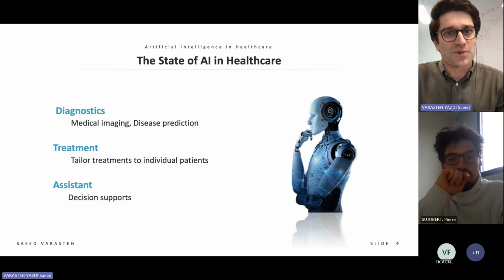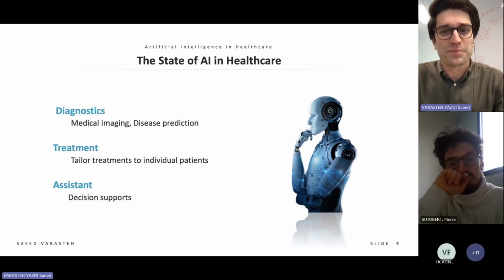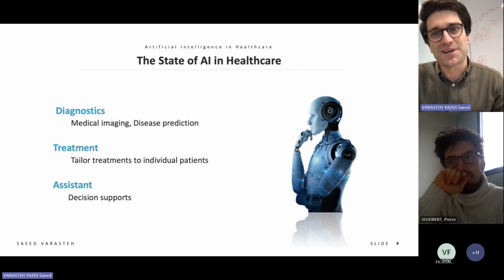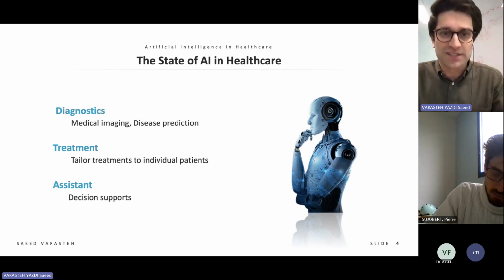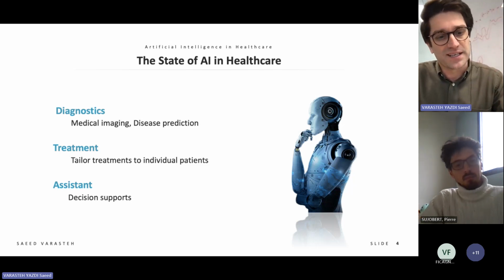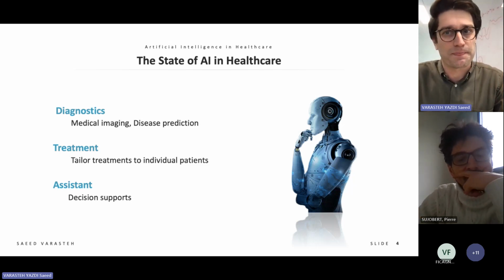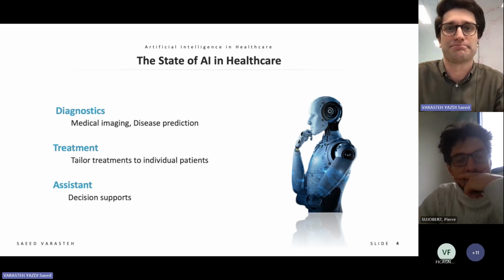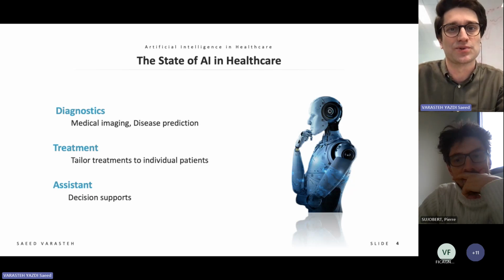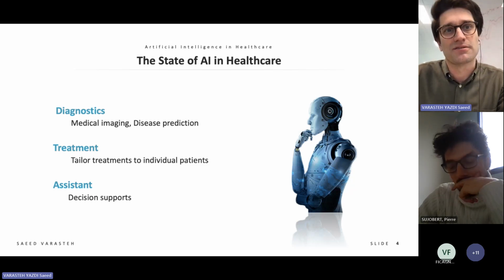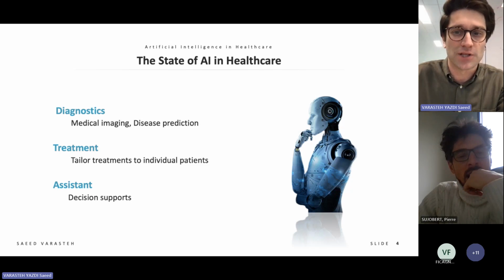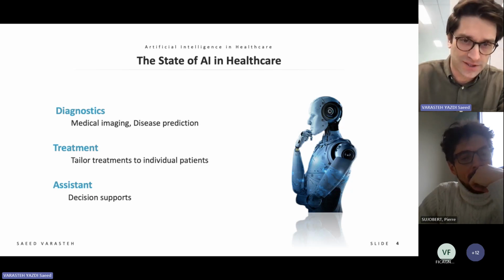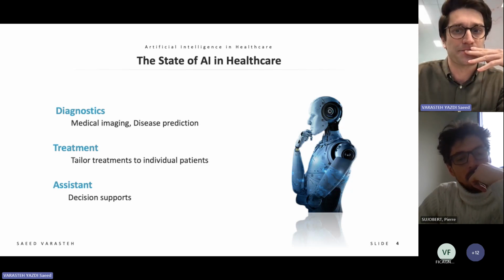And our objective is simple. We want to help our patients. We want to help our medical experts to make better decisions. There are several areas, of course, that AI can help, like diagnostics. We can use machine learning, predictive models to identify disease. For example, cancer prediction, diabetes prediction, or other predictive tasks.